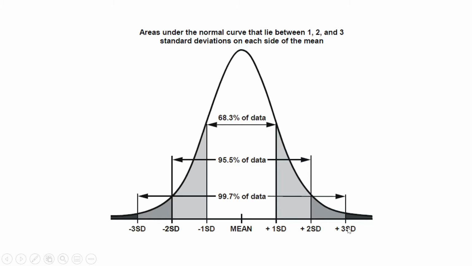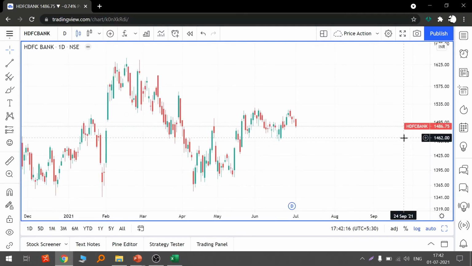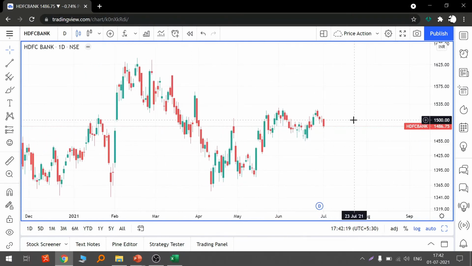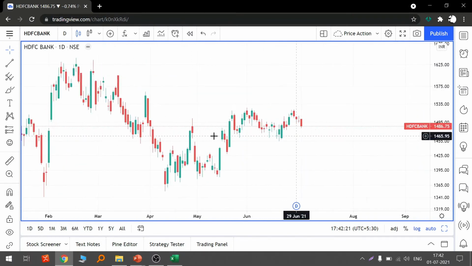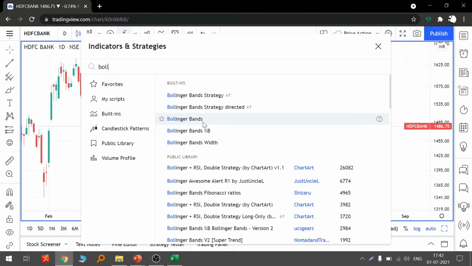So let's also see it in a chart to interpret it. Let's open TradingView. This is HDFC's pure price chart, where we can see just candlesticks, nothing else. To add indicators, first we need to go to indicators and add Bollinger Bands.